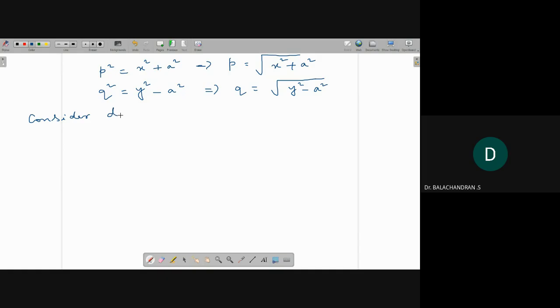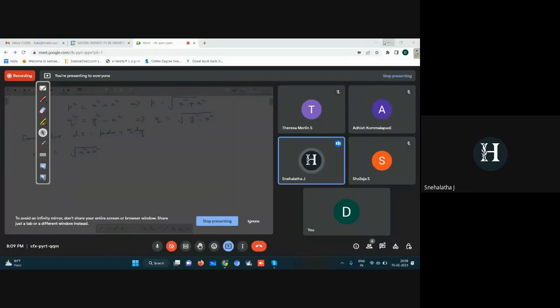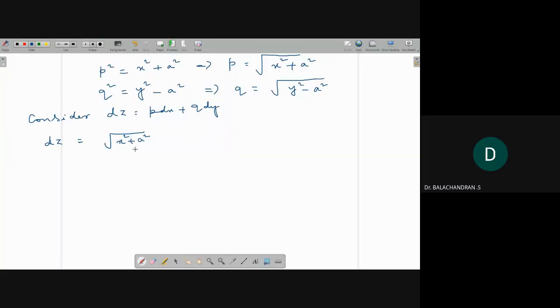Consider dz equal to p dx plus q dy. So, what is p? P is the root of x square plus a square. Sneha, yes, sir. Okay, very good. Into dx plus q. Q is what? Root of y square minus a square into dy. Okay.